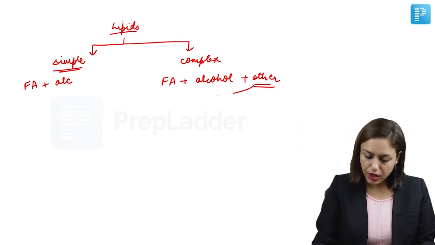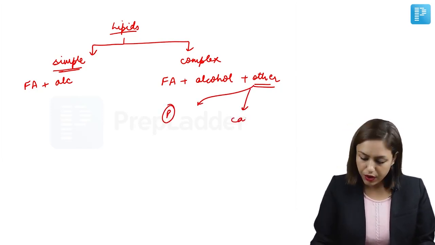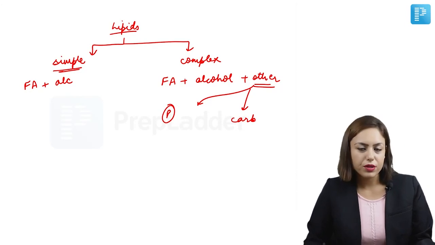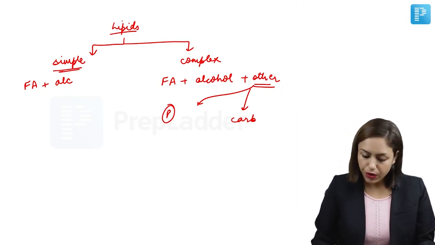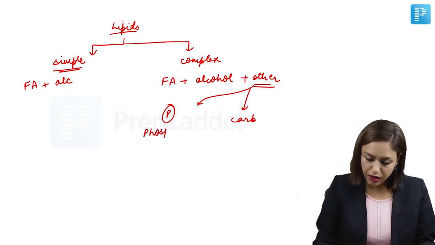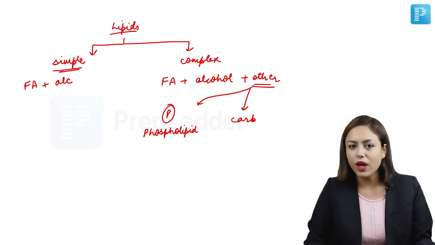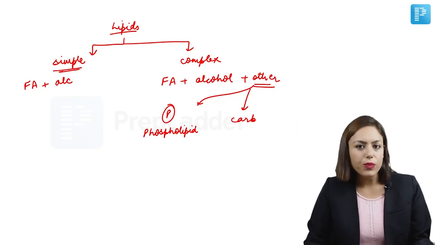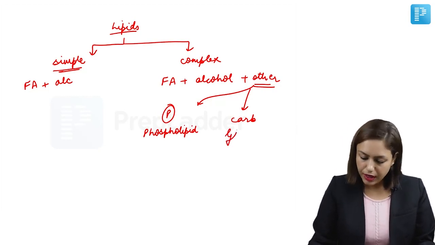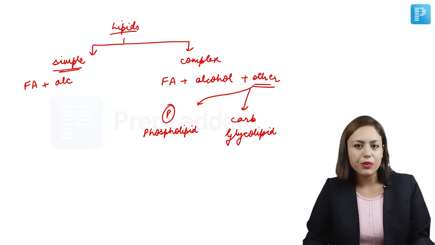So this additional component can be phosphate or it can be a carbohydrate. If this component is phosphate, then the lipid is known as phospholipid. If the other component is carbohydrate, then this lipid is known as glycolipid, right?